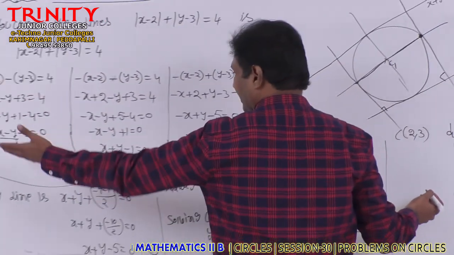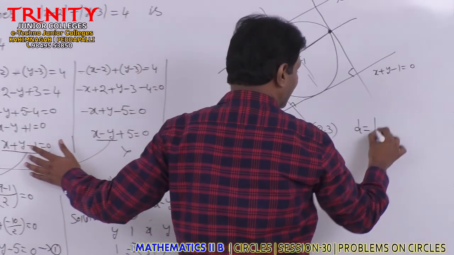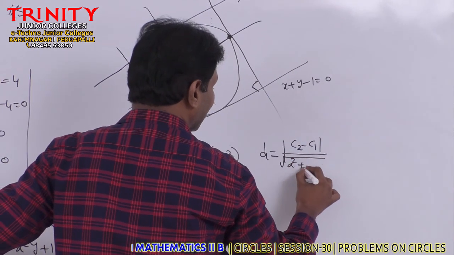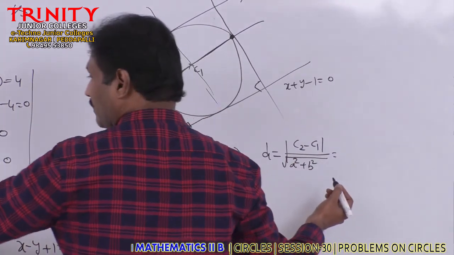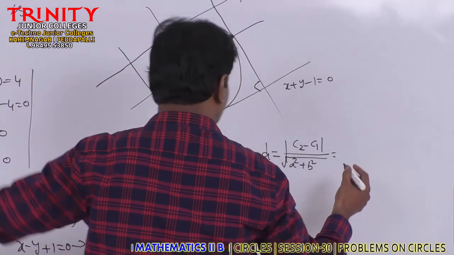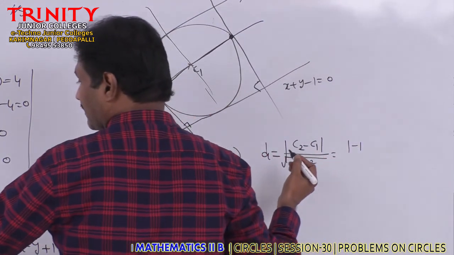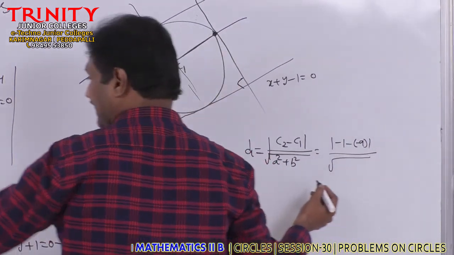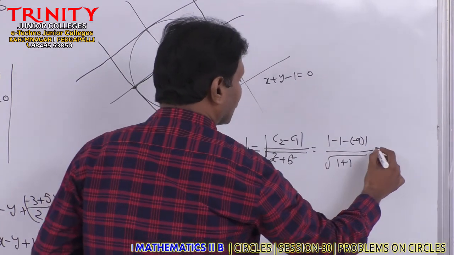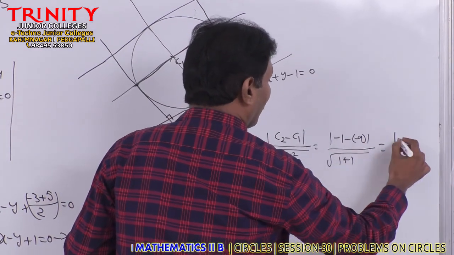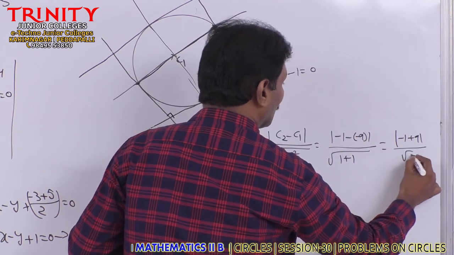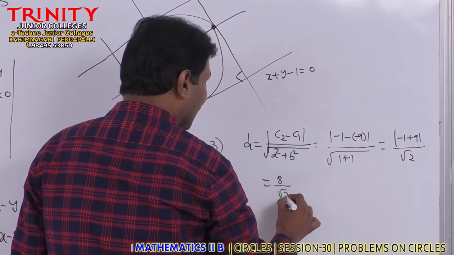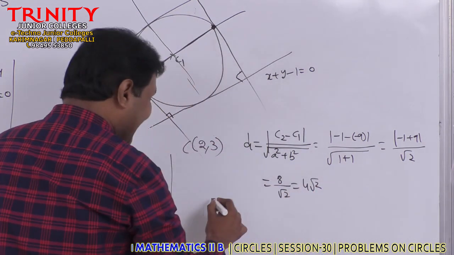We take any two, we get first. The distance between the parallel lines, the actual formula, is C2 minus C1 by square root of A square plus B square. Here C2 is minus 1, C1 is minus of minus 9, by root of 1 plus 1. That equals modulus of minus 1 plus 9 by root 2, that equals 8 by root 2, that equals 4 root 2. This is the length of the diameter.